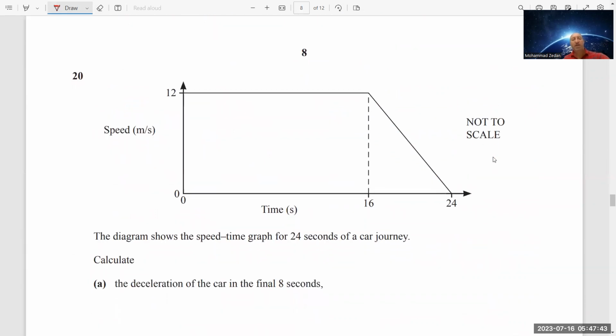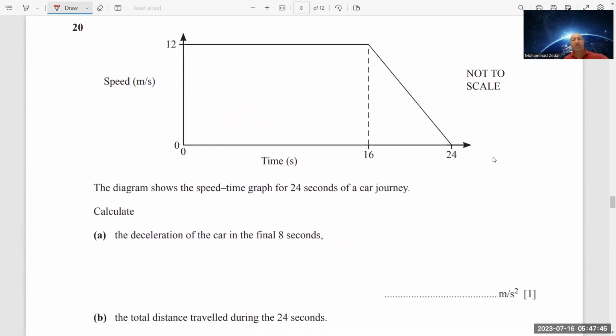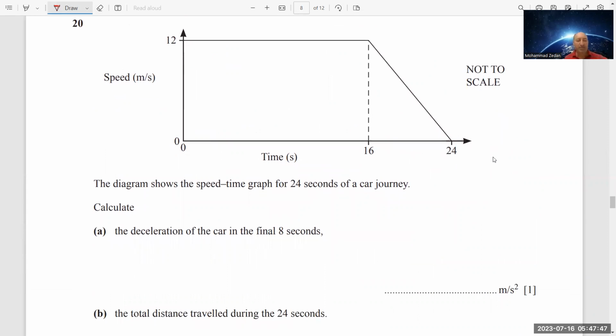I have a speed-time graph in question number 20, and it asks about the deceleration of the car in the final 8 seconds. The deceleration is the slope of this line. In the speed-time graph, you can simply write the coordinates of this point, 16 and 12. At this point, it is 24 and 0, if you want to write it as a coordinate.